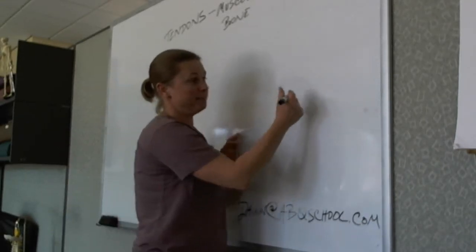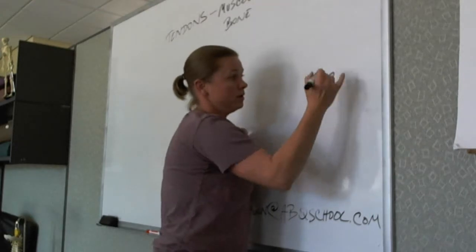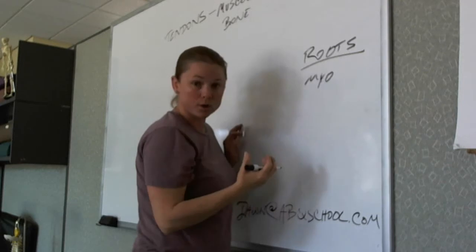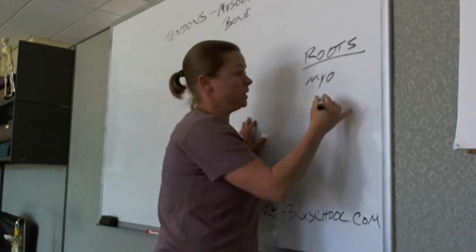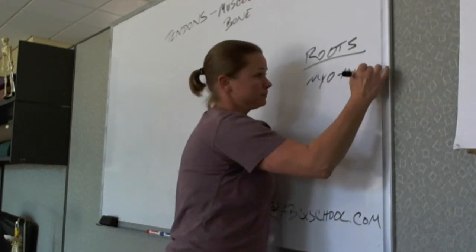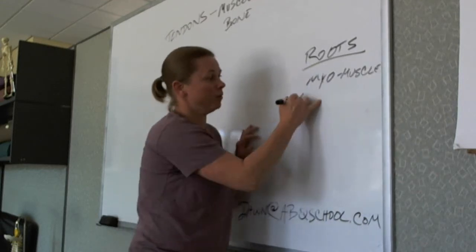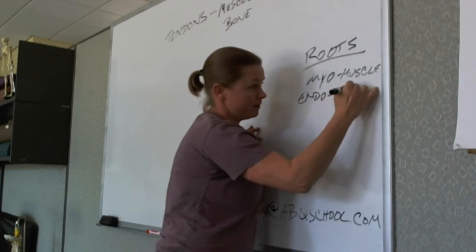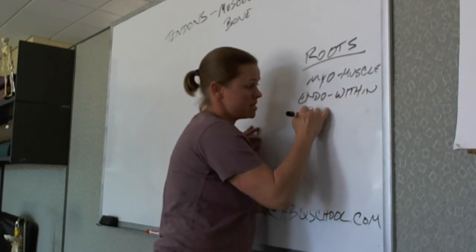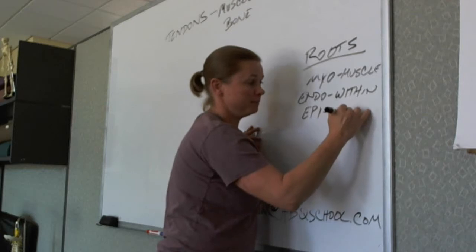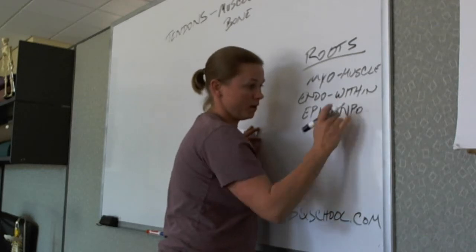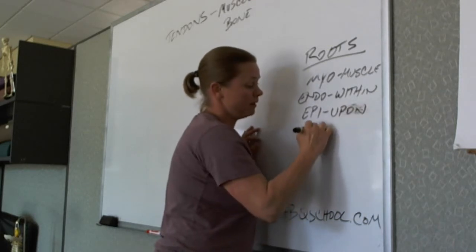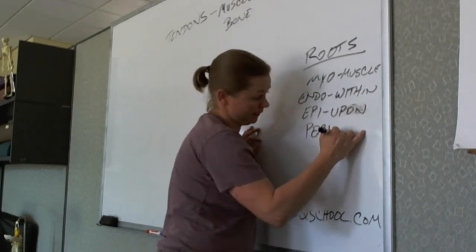Now, let's look at myo. I always like to write roots and such over here. Roots of words really help you understand what the word means. So myo means muscle. And then we're going to do a couple more in this little talk. Endo means within. Epi means upon, E-P-I, and peri, P-E-R-I, means around.